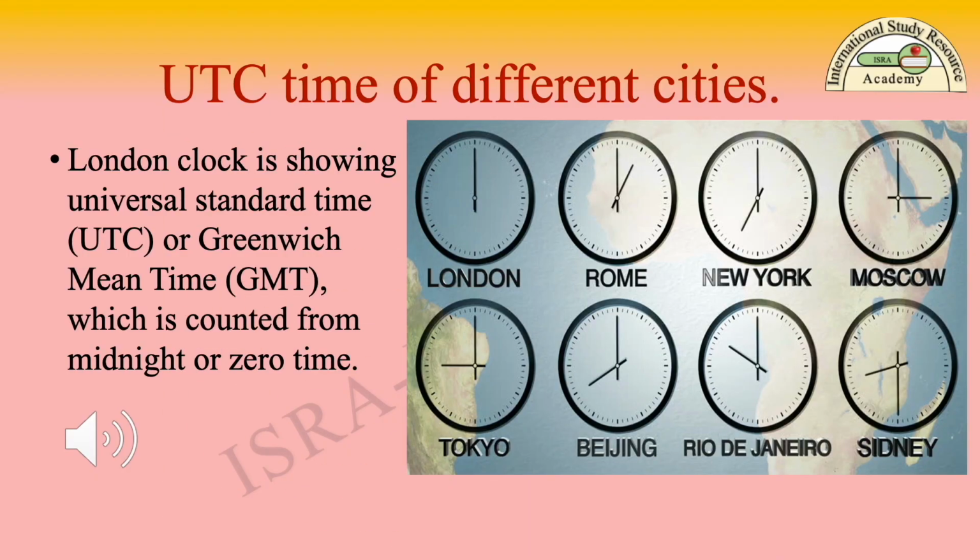UTC time of different cities in the world. 8 clocks are shown here. London clock is showing Universal Standard Time UTC or Greenwich Mean Time GMT, which is counted from midnight or zero time as shown in the London clock in the diagram. Other clocks are representing Universal Standard Time UTC of different cities in the world with respect to GMT zero time as shown in the diagram.